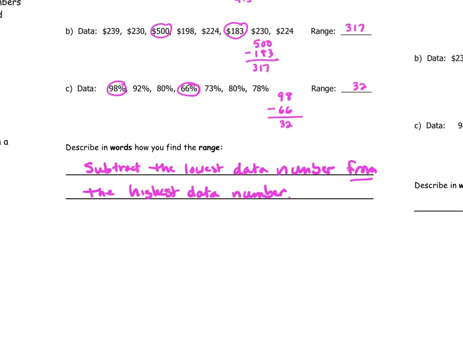So when you go to do this, your wording might be different than mine, but that's okay. We're trying to make it clear to you. You're trying to make it clear to yourself what to do. So I wrote that we subtract the lowest data number from the highest data number, and it helped me to underline this word from, meaning that I'm taking the highest number first. So you write it however it makes sense to you.